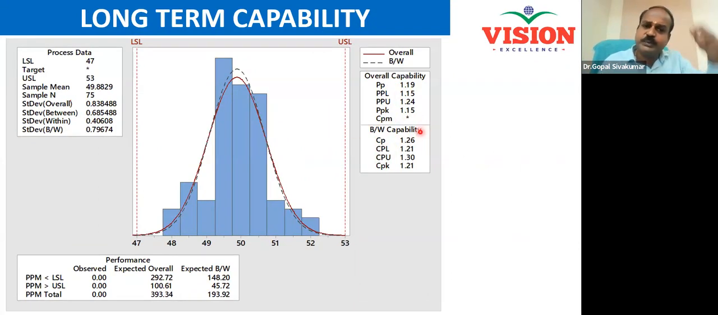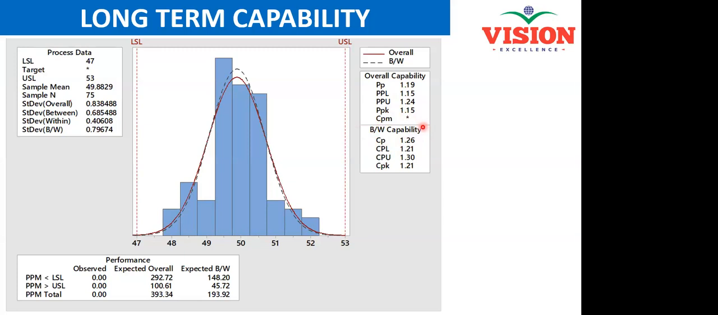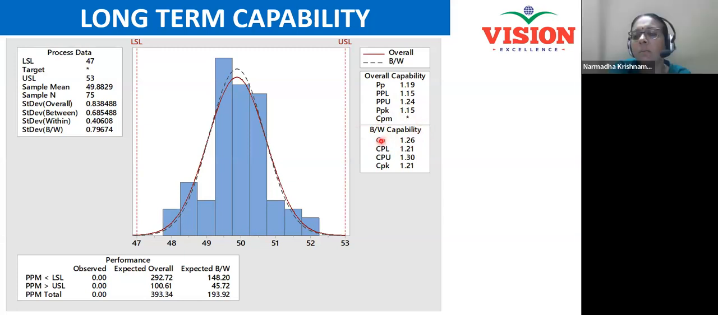BW capability. What is BW means? Between within capability. That means it is a combination of your within and between. When I combine within and between, my Cp Cpk is this much. But normally, people look at overall, people look at within, that's all. They don't look at between, they don't look at between within.